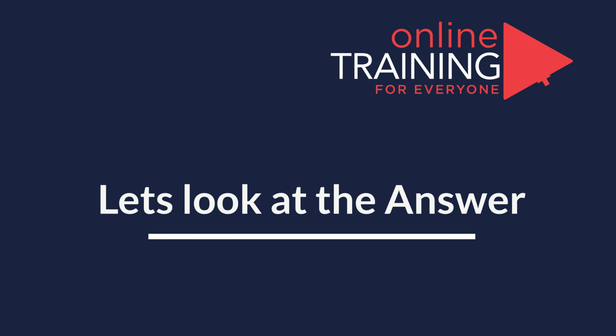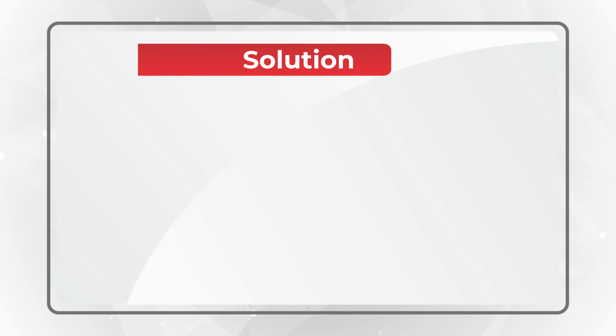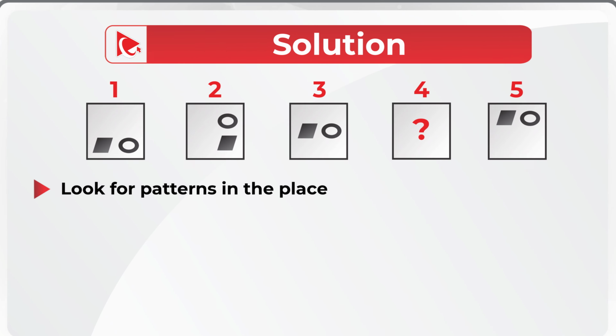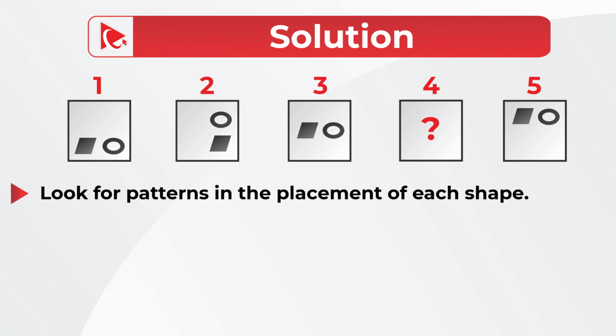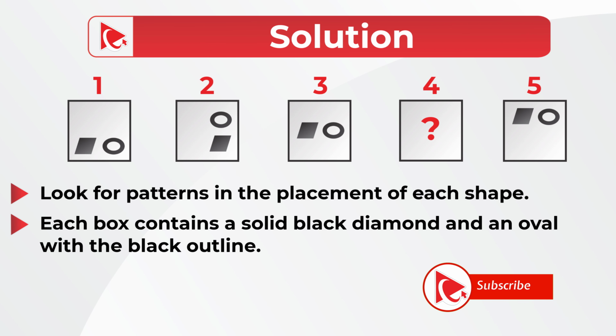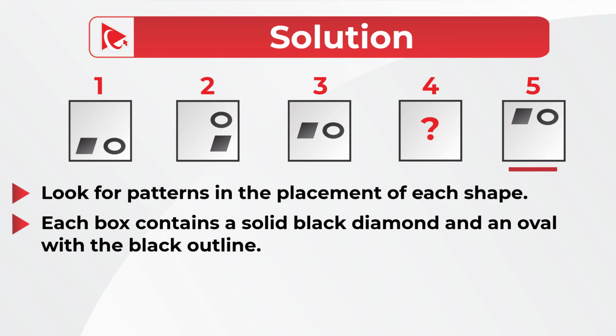Are you ready? Let's move forward and get to the correct solution together. You're probably tired of hearing it, but my advice as usual: always look for patterns. And in this case, the pattern is the location of the smaller shapes inside the square. You might have noticed that smaller shapes inside the circles are always a diamond filled with black and an oval with a black outline. This pattern is persistent for shapes 1, 2, 3, and 5.